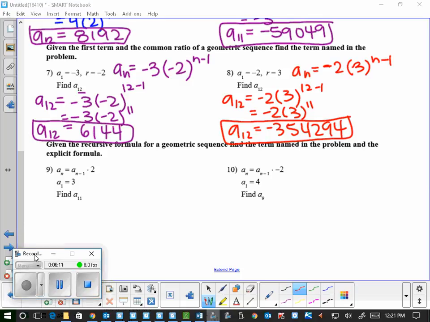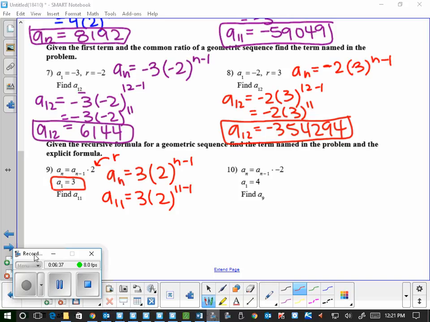Then here we have numbers 9 and 10. You're given the recursive formula. Find the term and the explicit formula. Remember the recursive formula gives us exactly what we need. We're given the first term, and what you're multiplying by is your common ratio. So we're going to write the explicit formula. It's just your first term times your common ratio to the n minus 1. And then finding term 11: 3 times 2 to the 11 minus 1, which is 3 times 2 to the 10. I plug that in my calculator, and I get 3,072. That is the 10th term of this geometric sequence. Okay, number 10.